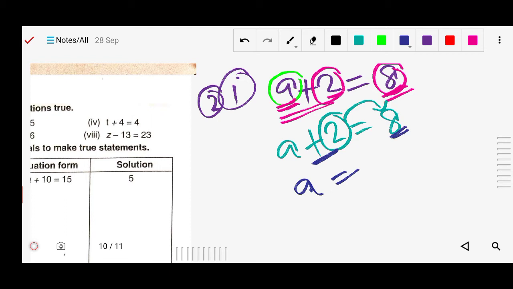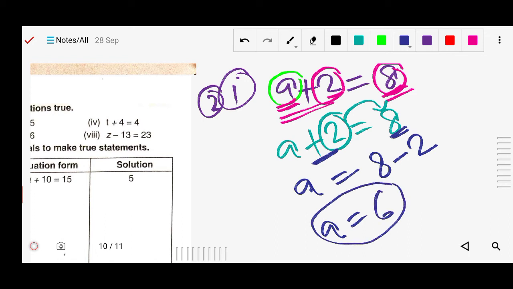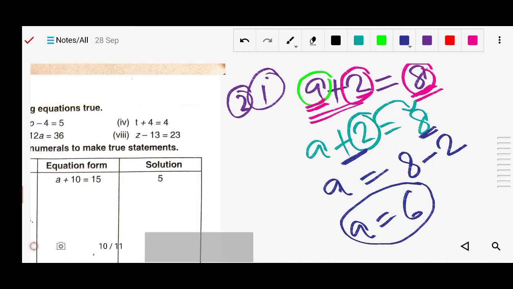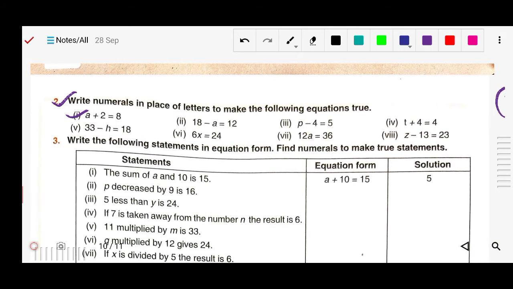So already there is 8. You write the same. Now this plus 2, when it comes to this side, it will be minus. So now a equals 8 minus 2, which is 6. So your a's value is 6. Okay, so likewise you have to find it out. Just see one more example here.